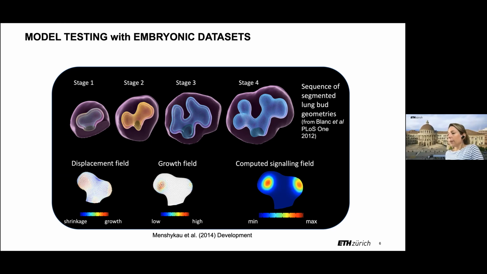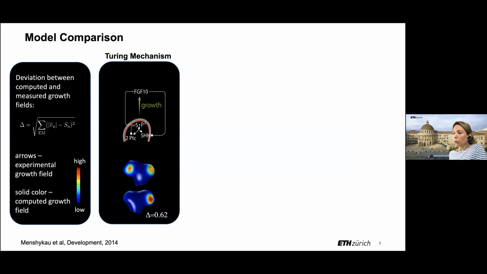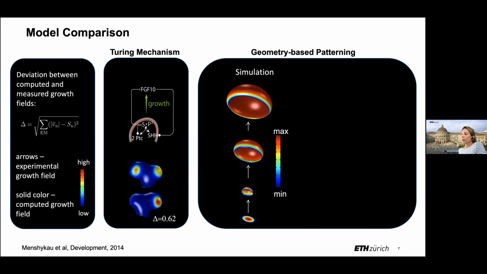We then simulated our Turing model and competing mechanisms on those surfaces, and then compared the predicted signaling field to that growth field here as vectors. And here you see an example of a perfect match. Then we calculated the difference and compared the mechanisms. When you do that, you find out that the Turing mechanism can be matched very easily to those patterns, while the main competing mechanism at the time was a geometry-based patterning mechanism.